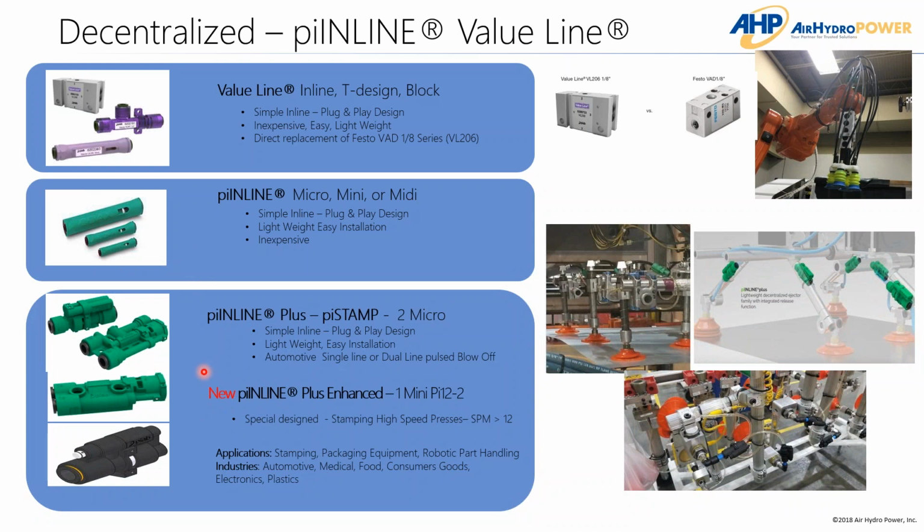Then basically the bigger brother to these, the inline. These are still your inline style, and as you can see, you've got them here on the end of tooling. This is a great way to bridge that gap when you need to save a lot on weight, because these aren't going to be nearly as heavy as the VGS series, but it's going to give you faster reaction times, and that's why you see these in stamping facilities and in automotive applications.